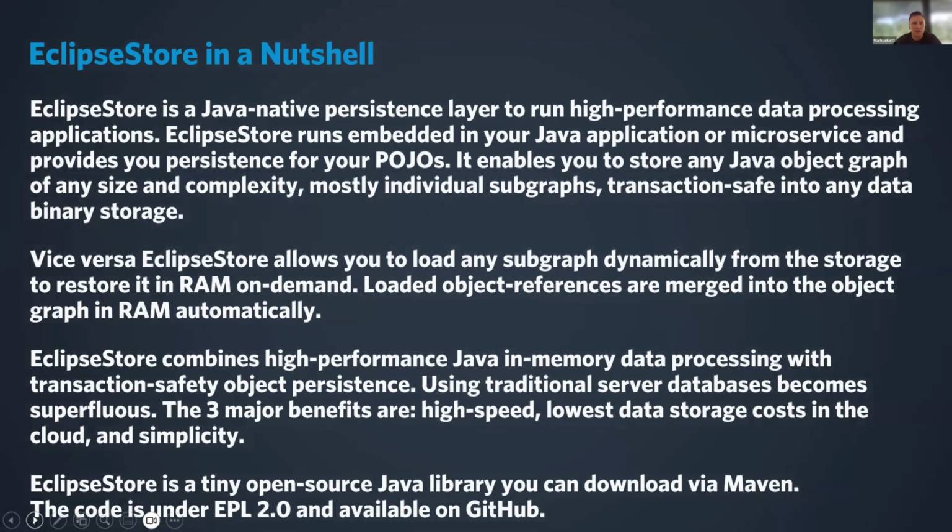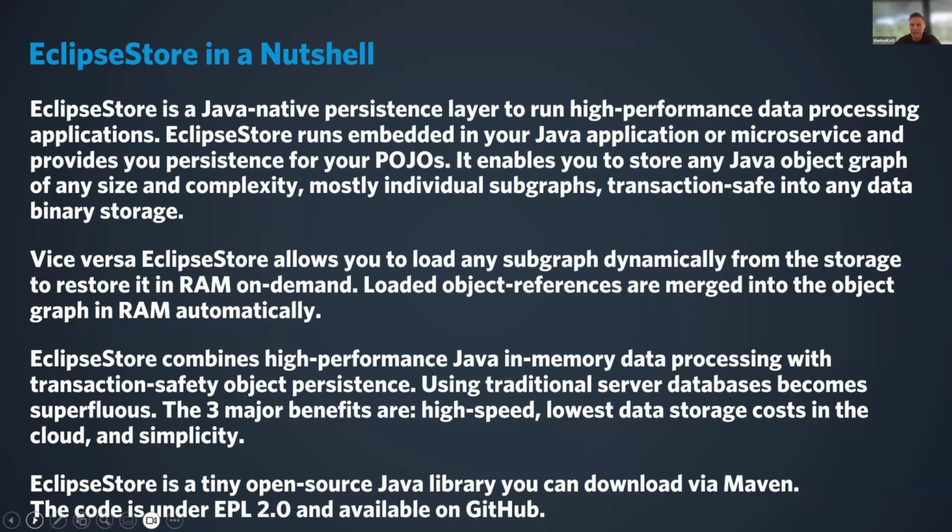So EclipseStore in a nutshell is a Java persistence layer that is built to create high performance data processing applications. It runs embedded within your Java application or your microservice written in Java, and provides you persistence for all of your POJOs. So we have no requirements to your classes. You can build whatever you like. And EclipseStore will be able to store it persistently on disk.